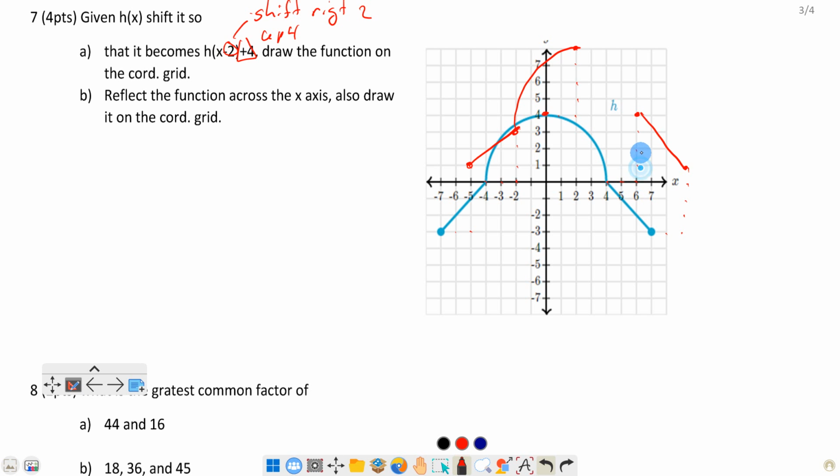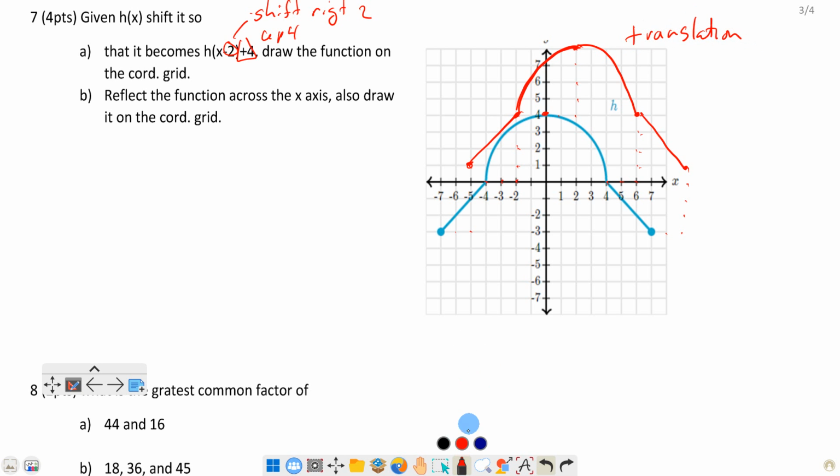1, 2, 1, 2, 3, 4. So I did a mistake here. 1, 2, 1, 2, 3, 4. So pay attention. Don't do what I did. Make sure that you are counting correctly. And so then this is going to be the translation.